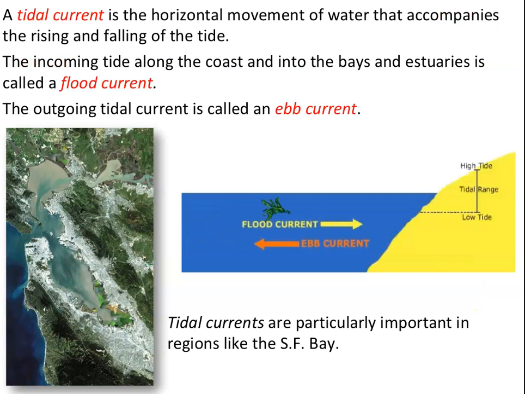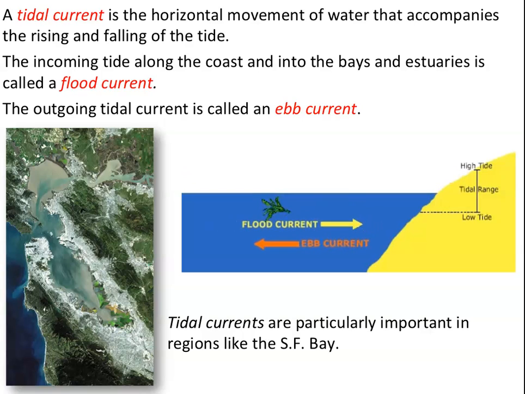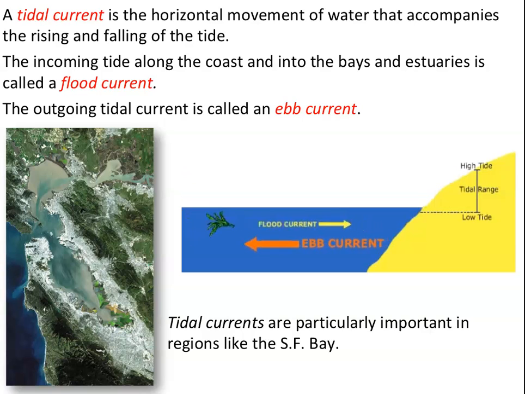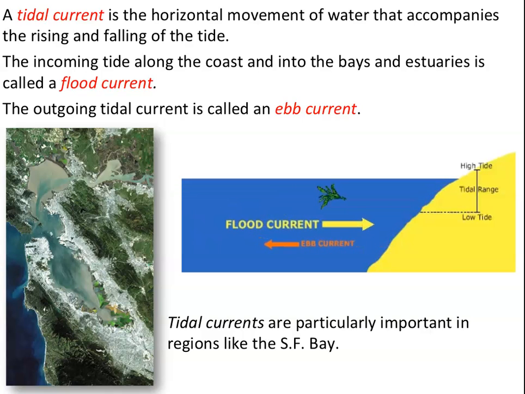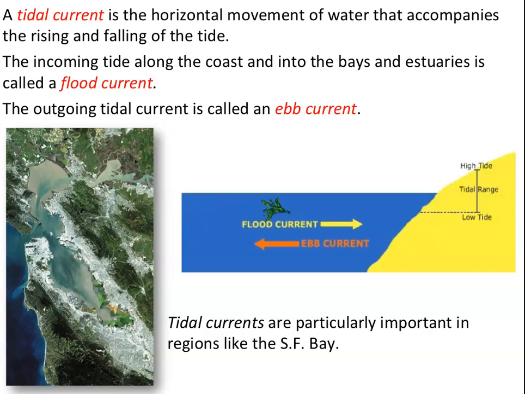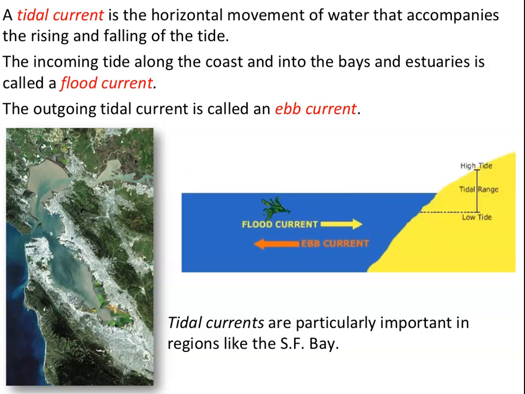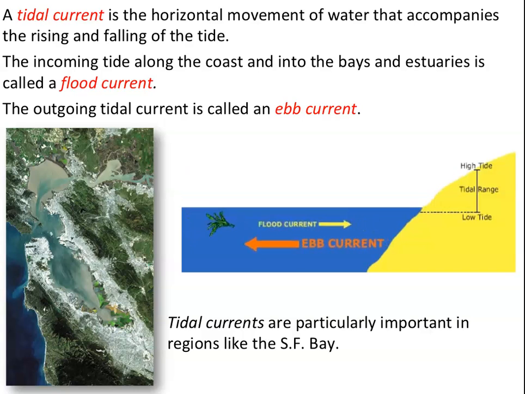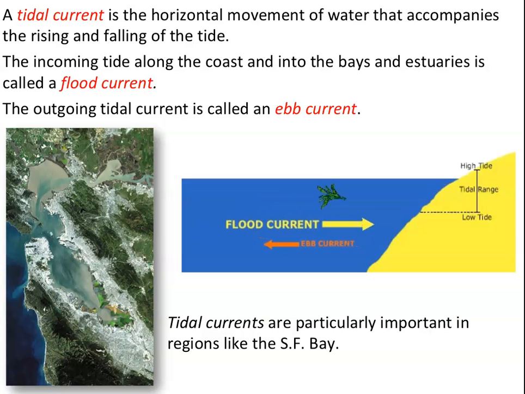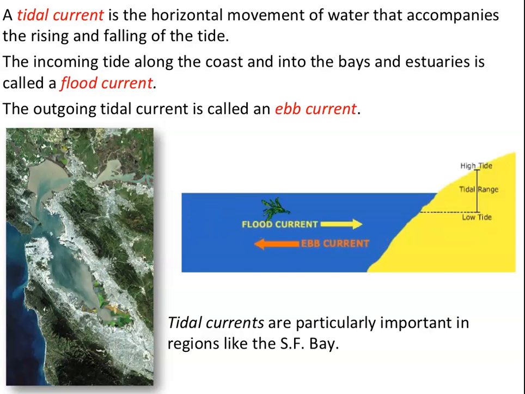All right, so the tidal current is that movement of water that accompanies the rise and fall of the tide. That's your tidal current. And the incoming tide, as I just said, like into bays and estuaries, is called your flood current. That's when it's going in. That's the tidal current, that horizontal movement. And then the outgoing is your ebb. Tidal currents are really important in places like San Francisco Bay in that image there. Those tidal currents are important for bringing materials in and taking materials out.